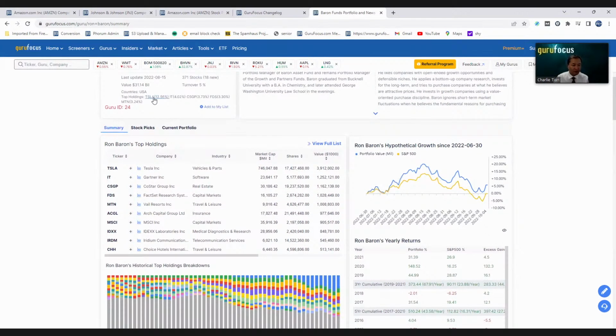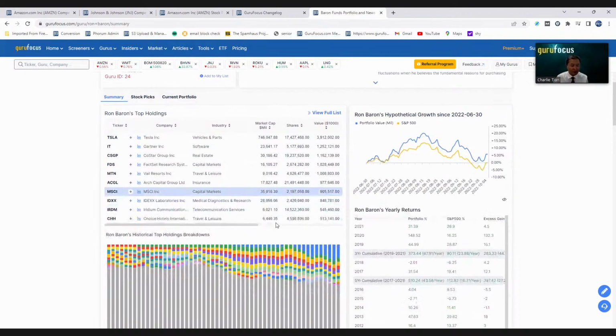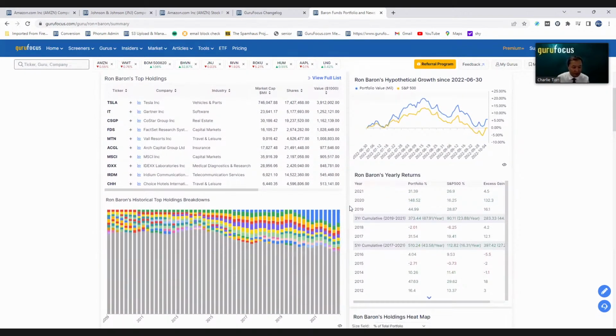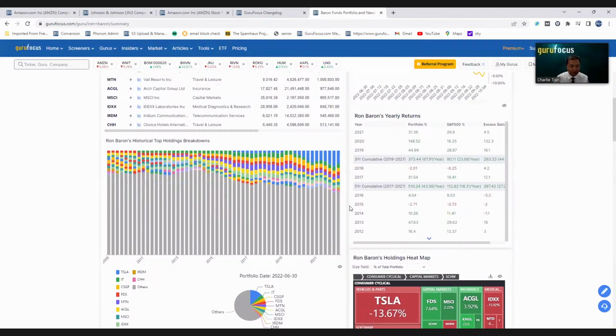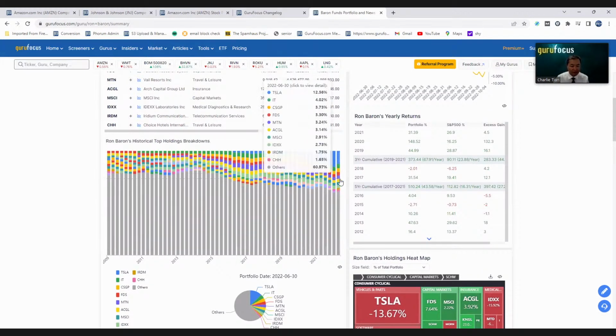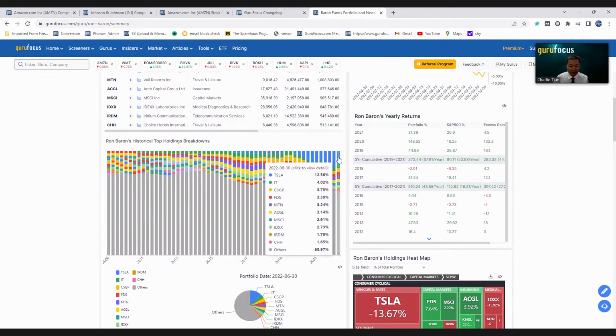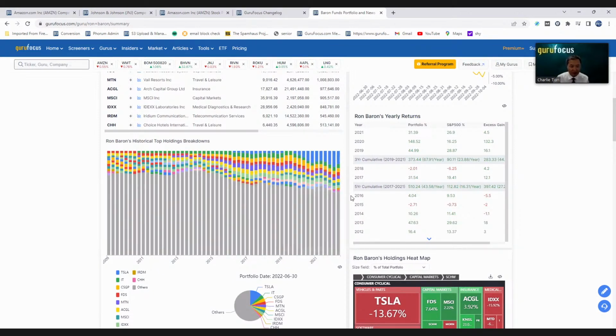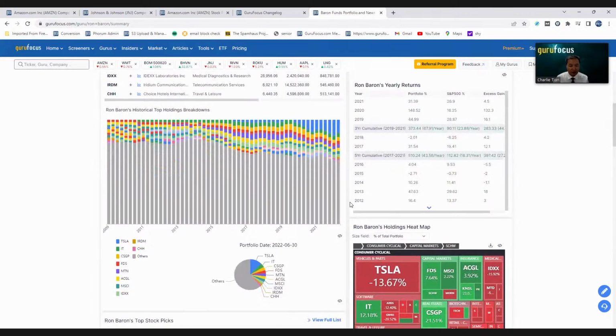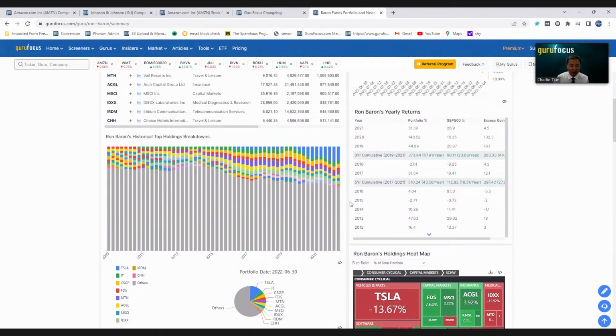As of last year, his largest holdings are Tesla, Gartner, CoStar, FactSet, those kinds of companies. These are his top 10 holdings. You can see the changes of the top holdings over time. The blue one is Tesla, and it has been his top holding for quite a while. This one shows the trend.